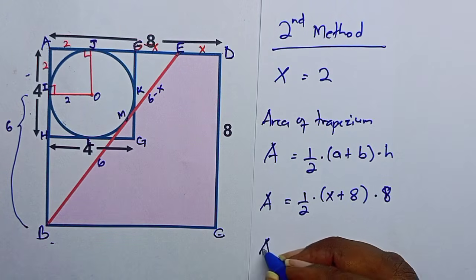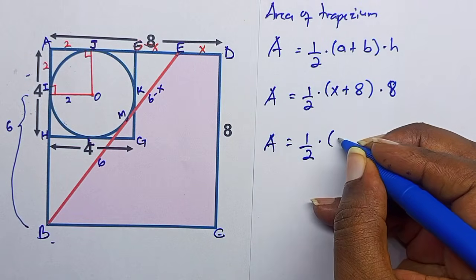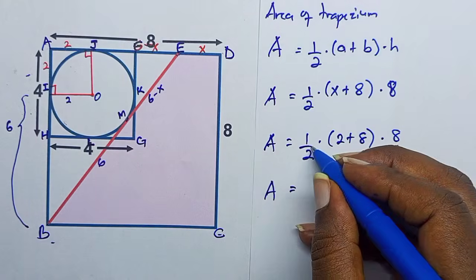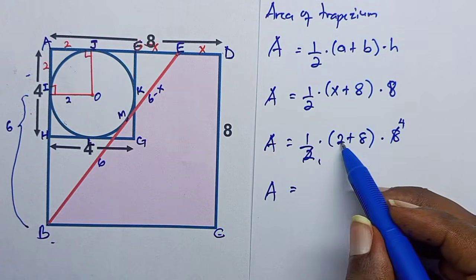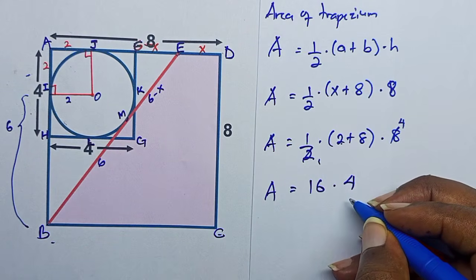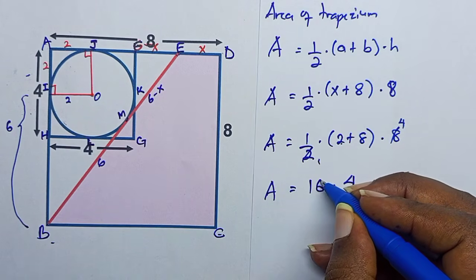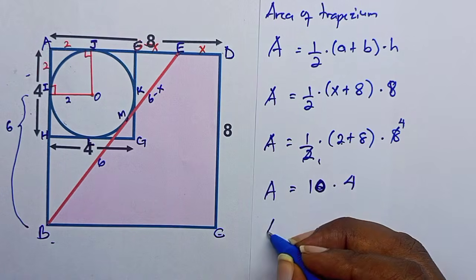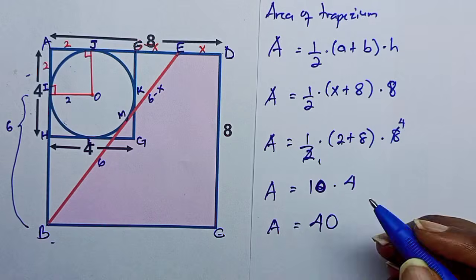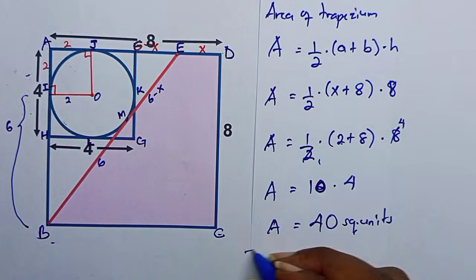Okay, so area is equal to a half. Remember x is 2, so 2 plus 8 times 8. So area is equal to, this 2 goes into 8 4 times. Sorry, 2 plus 8 is 10. So 10 times 4, and this gives us area as 40, just like the previous way. So area is 40 square units.